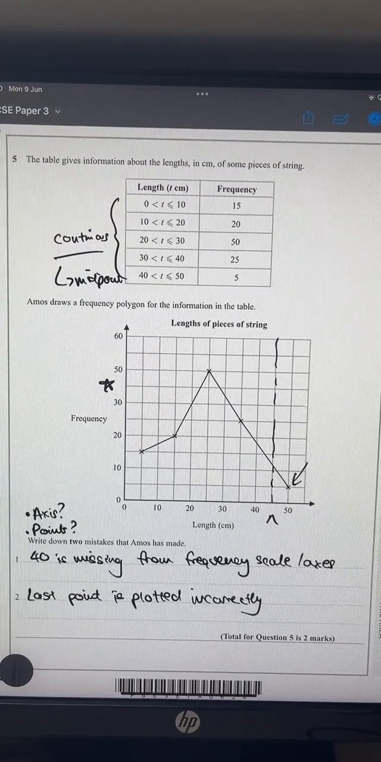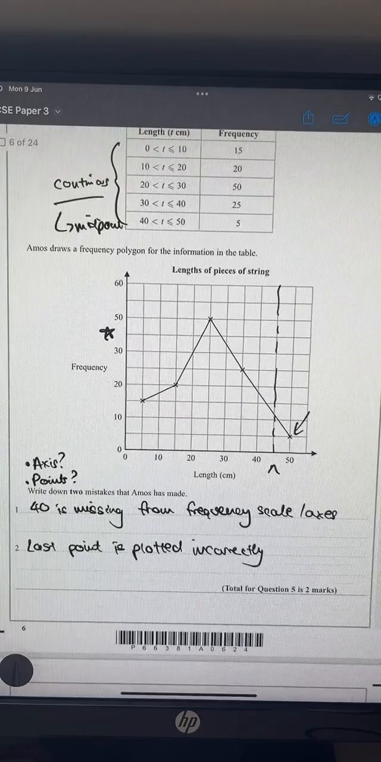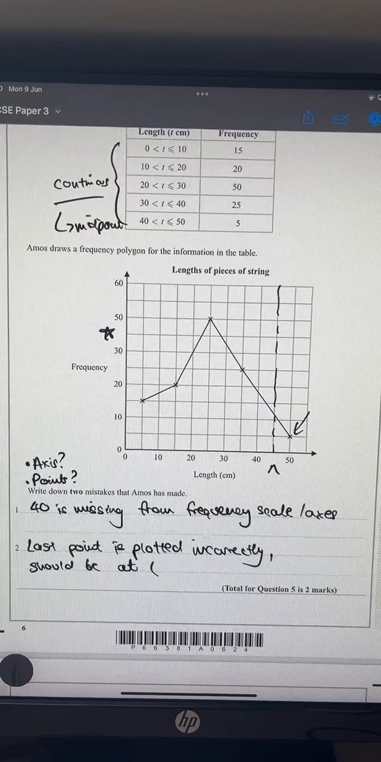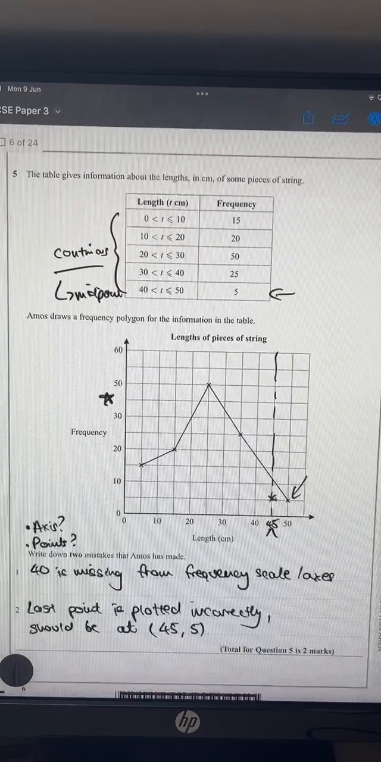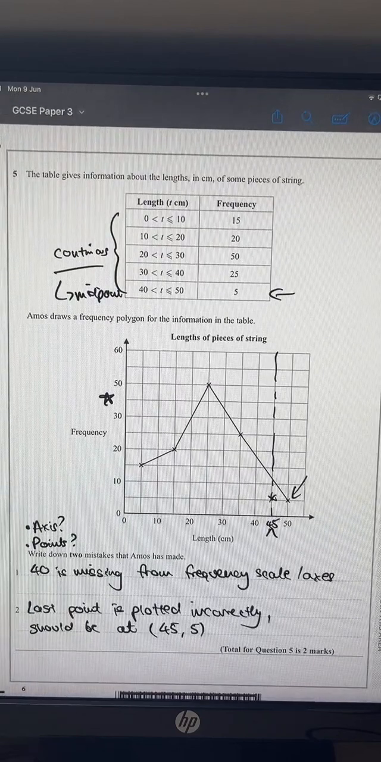And when I do these types of questions, I like to say what the correct answer would be. So I then just say should be at. And now where's it going to be? It's going to be at 45 across, right? And it's still going to be 5 up because it's going to be about there. Should be at 45, 5. And that's how you'd find the mistakes in this frequency polygon question. Just going to stay here for a second before I move on.